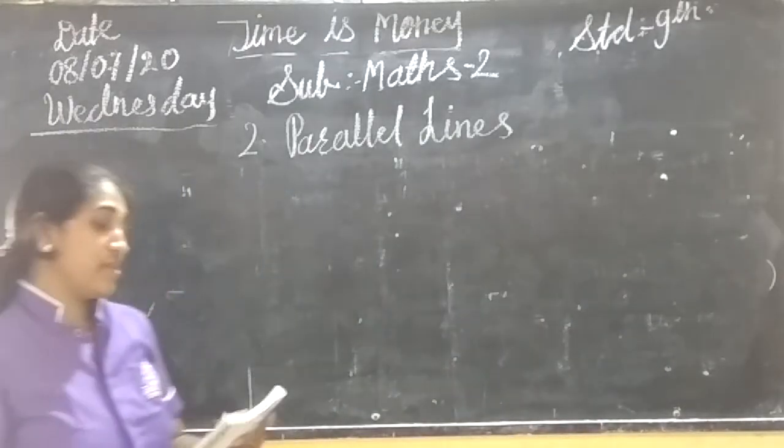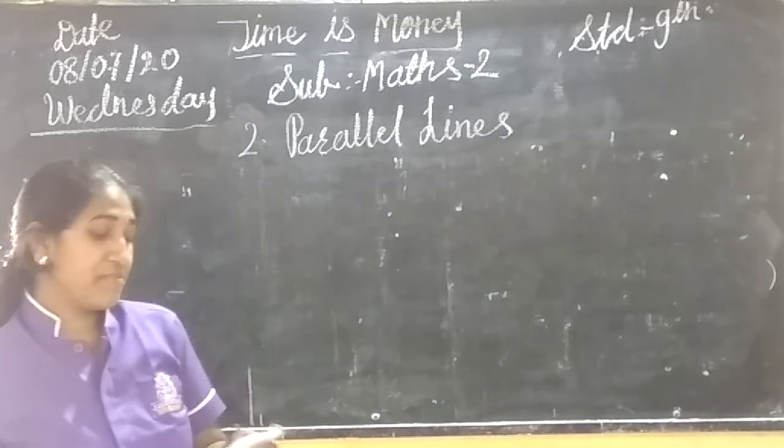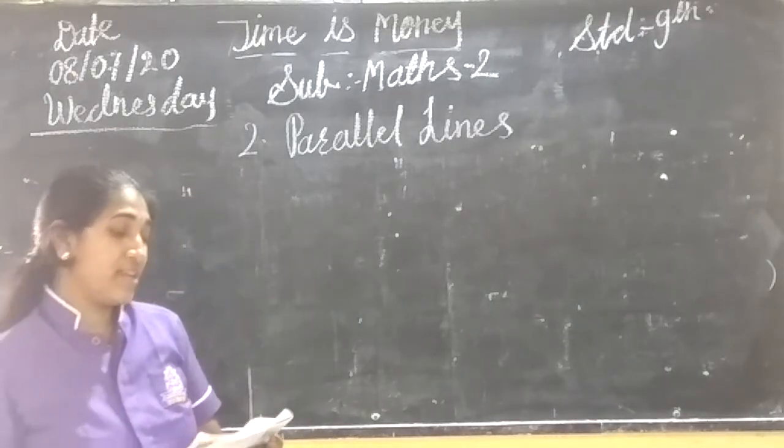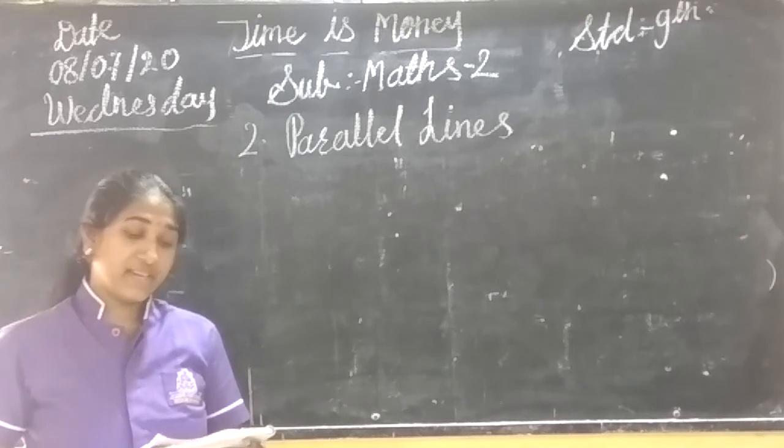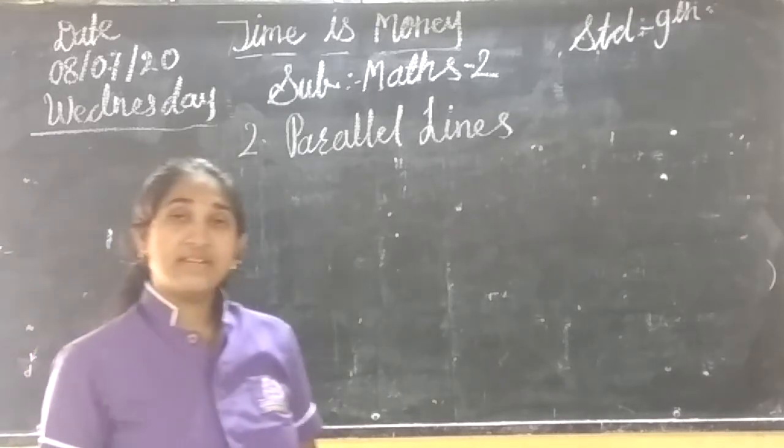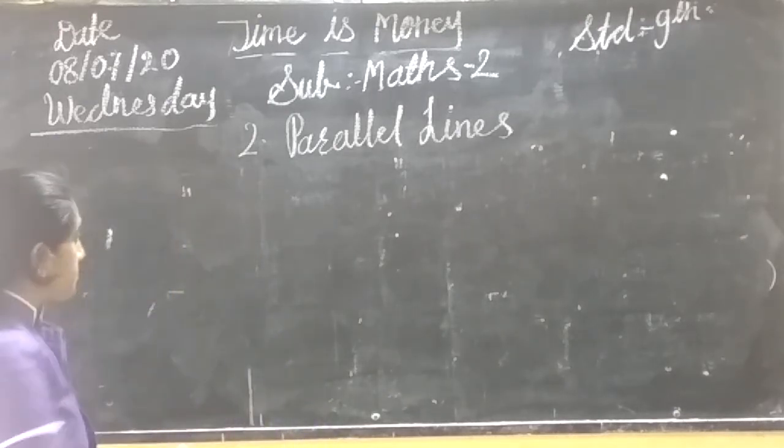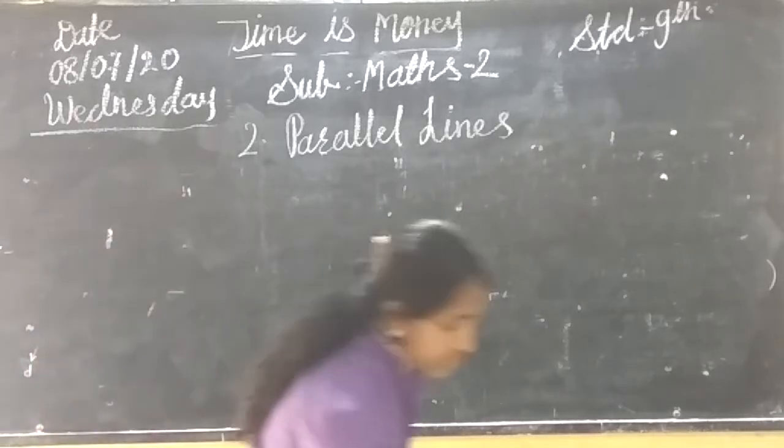Practice set 2.1. Question 1. In the figure, line RP is parallel to line MS and line DK is their transversal. See, now we are starting our practice set 2.2.1.